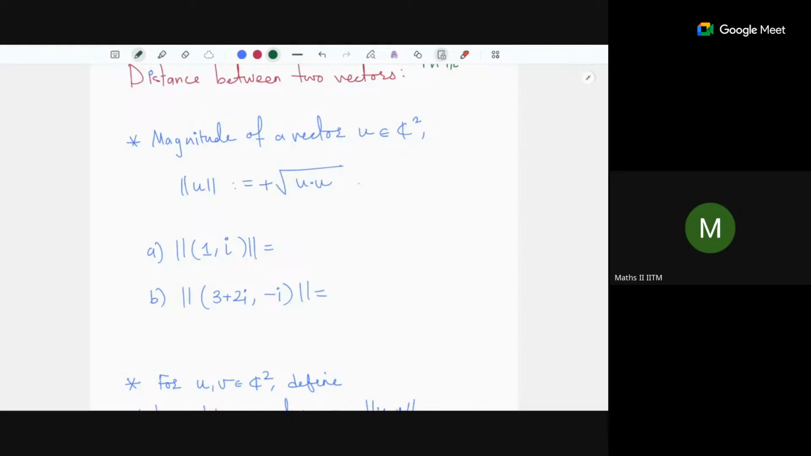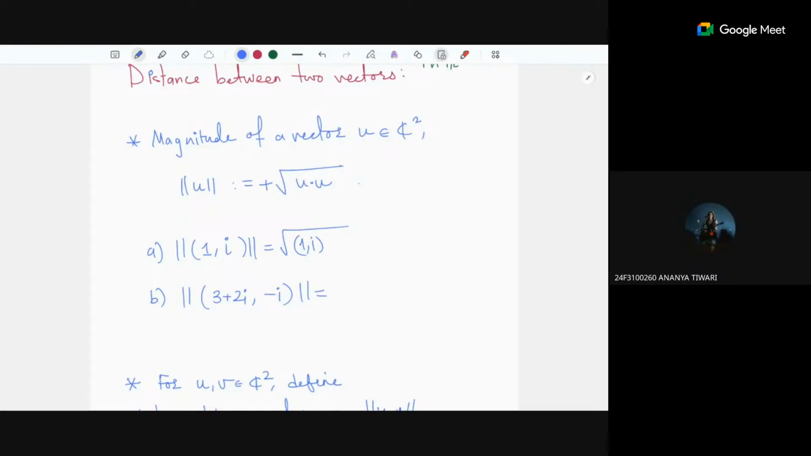The magnitude is always a real number. The magnitude of a vector u in C2 is nothing but the square root of u dot u. So this is the magnitude of the vector. Now let's compute a few. What is the magnitude of 1 comma i? It is the square root of 1 dot... Does anyone want to tell me what the magnitude is?